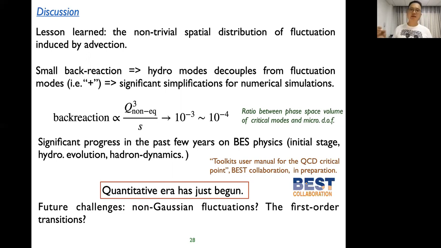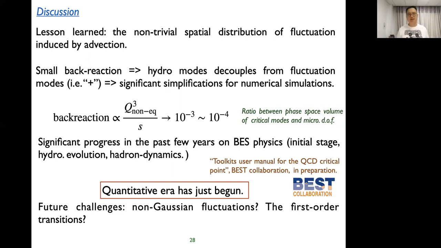So I think there's an even more general lesson that one could learn: to determine whether a non-hydrodynamic mode is important or not, there are two criteria. One is whether it's slow or not, but there's another criterion, which is the coupling between the hydro mode and this mode itself.